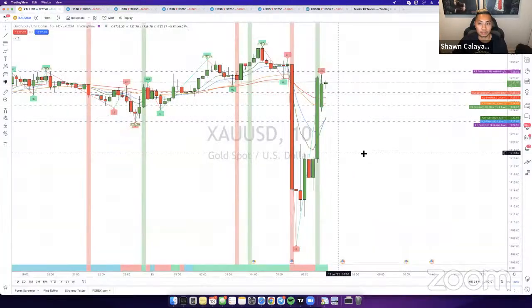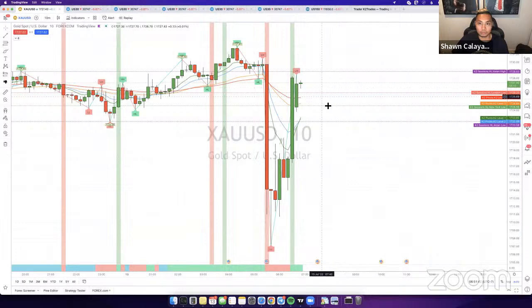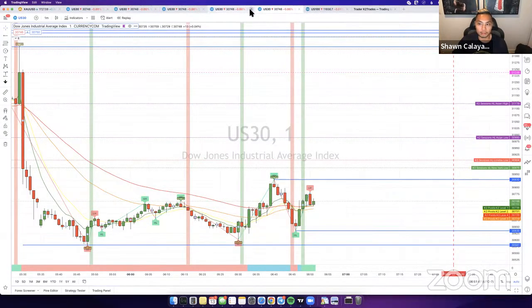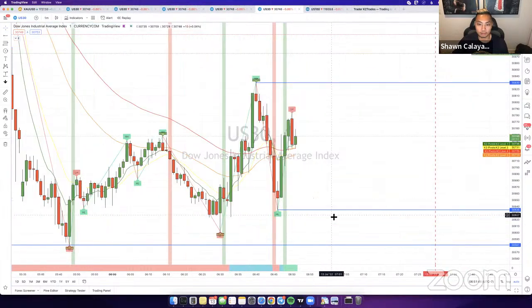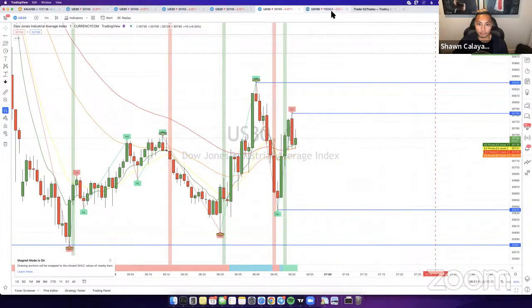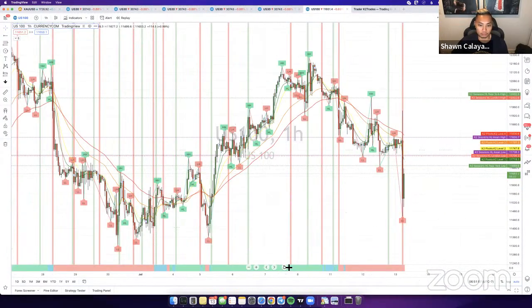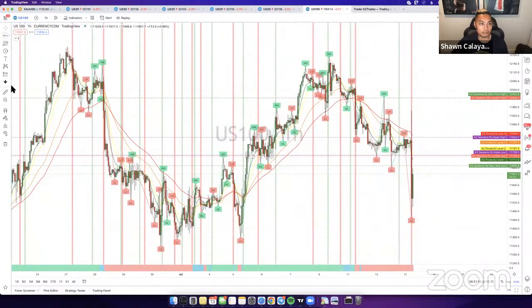So yeah, we'll keep looking at that. But back over here to the 1 minute on US30, not really much going on here. I'll mark up NASDAQ too, since you guys like to trade NASDAQ. Let's mark up the high lows. If I see anything good here, I'll call them out.